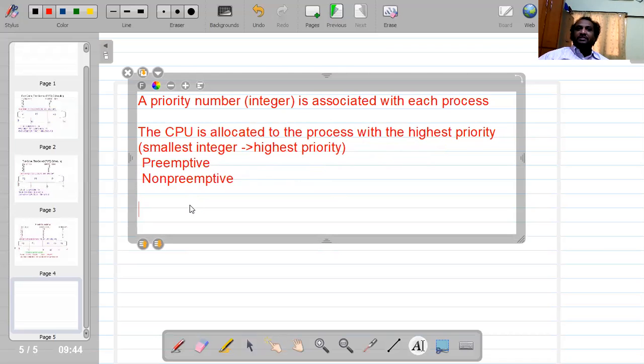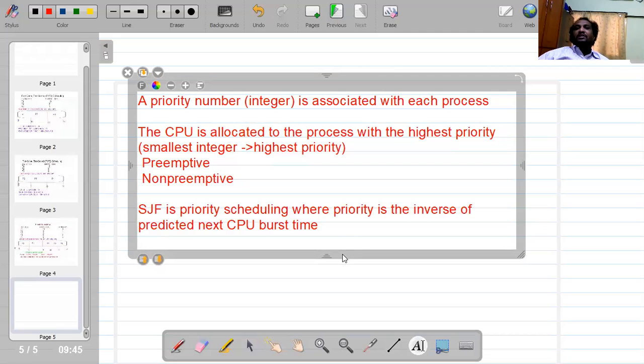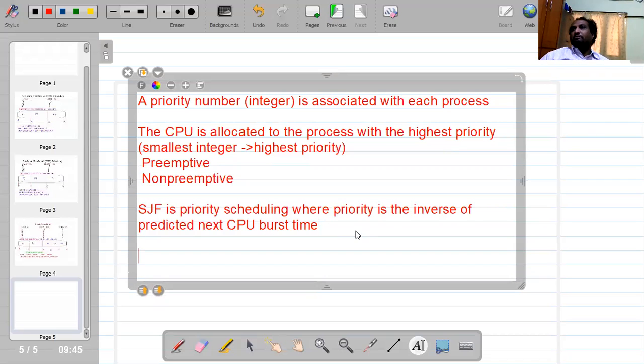But when we take priority scheduling, it indicates a different thing. If we compare it with shortest job first, here the priority is the inverse of the predicted next CPU burst time. So we cannot say that if the job is shortest, it will be taken first. It doesn't mean so. It is completely inverse. That is the main thing we need to understand here.